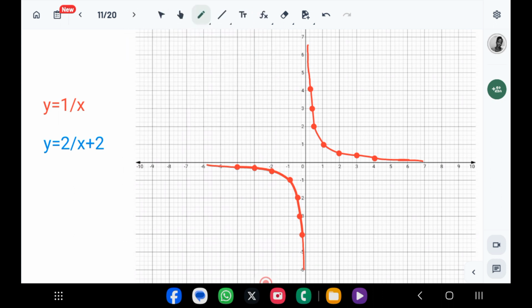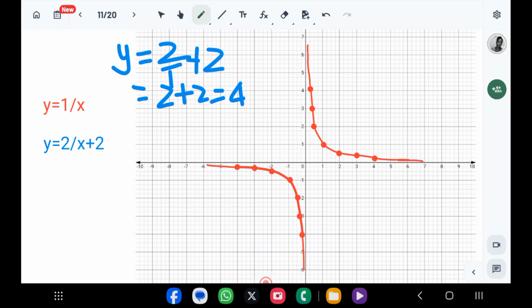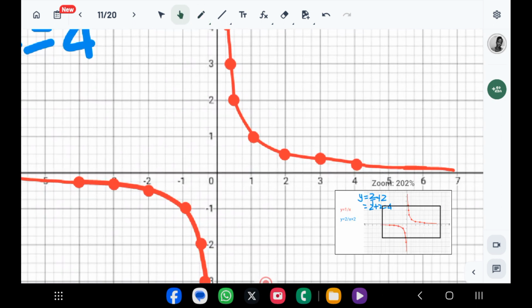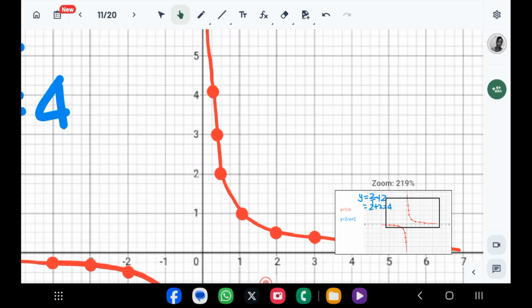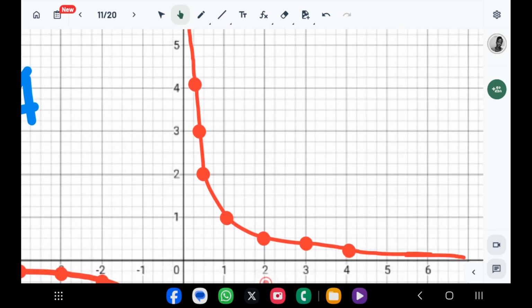Okay, let's calculate those few points. When x equals 1, y equals 2 over 1 plus 2, which is 2 plus 2, which is 4. When x equals 1, y equals 4.